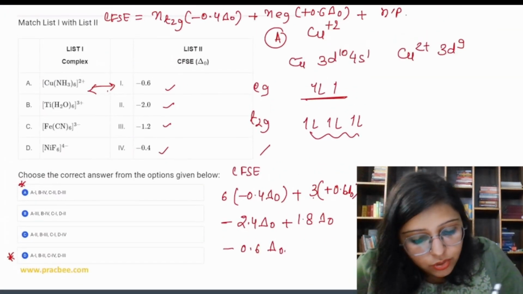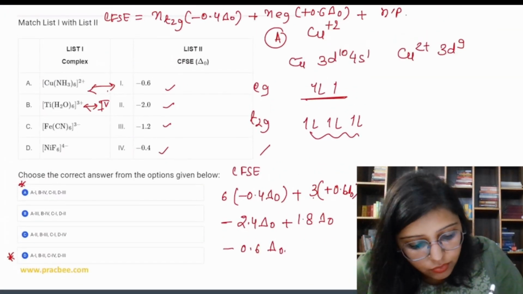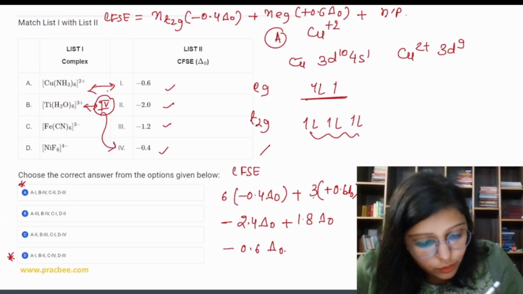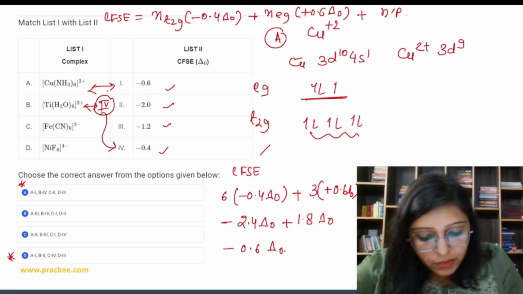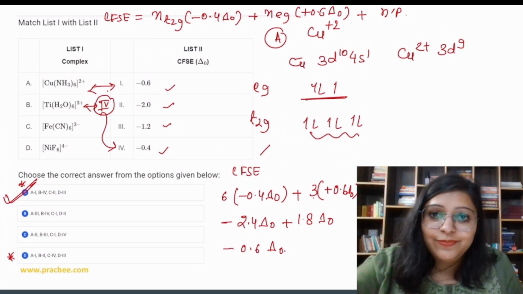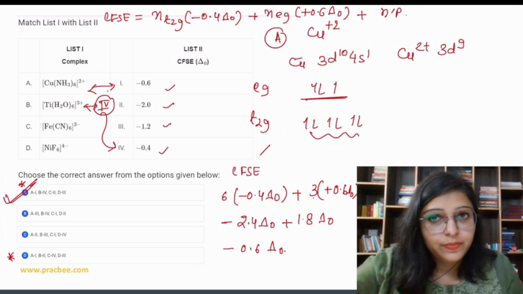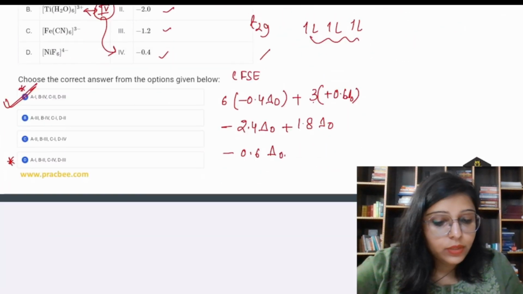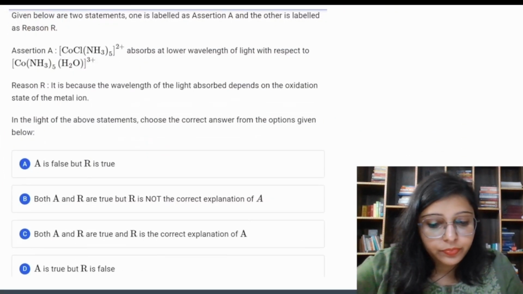So B can be matched with fourth. If B can be matched with fourth, it means option A is going to be the correct answer. Right? The rest you can solve at home. Simple question. Okay, now let's do the next question.